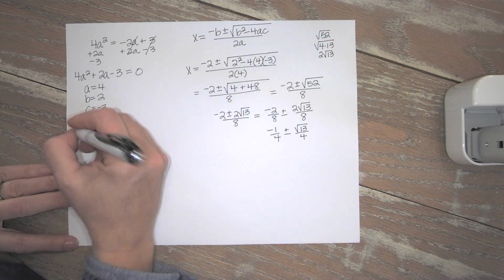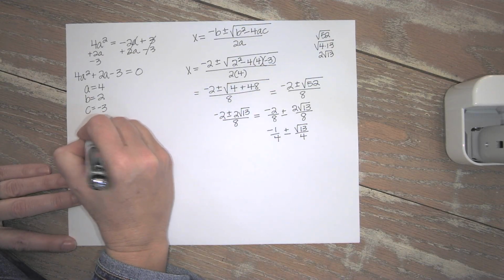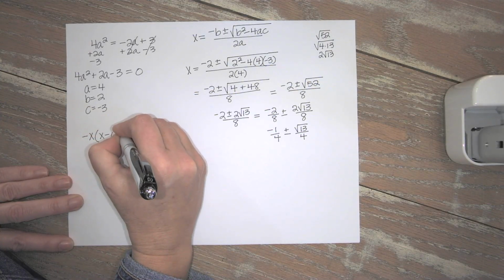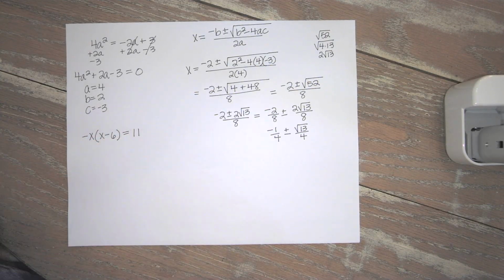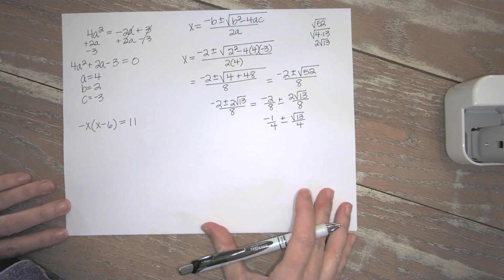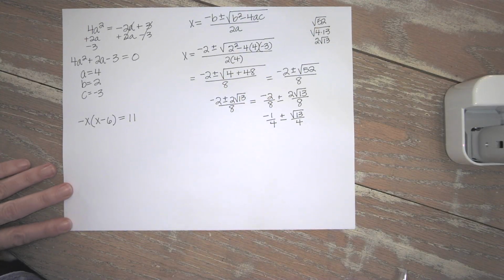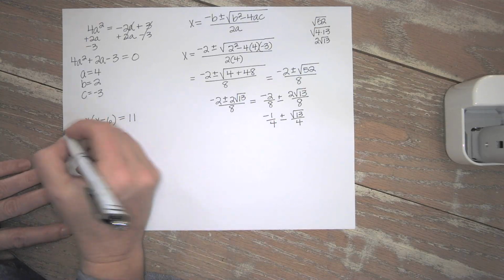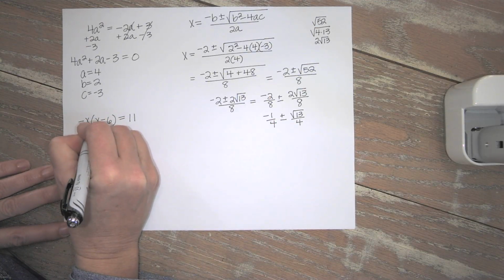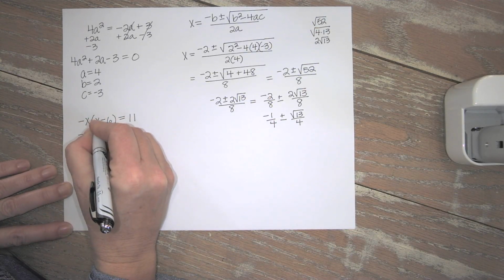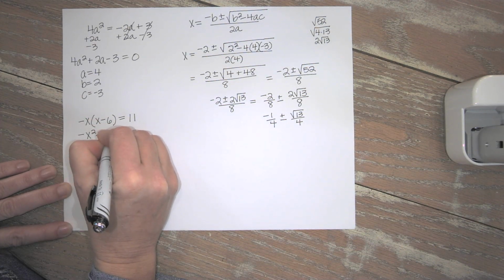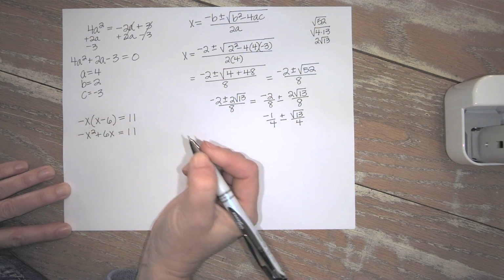Okay, let's try one more. All right, so again, this is not in standard form. We need to distribute this out and move everything to one side. So when I distribute this, I get negative x squared plus 6x equals 11.